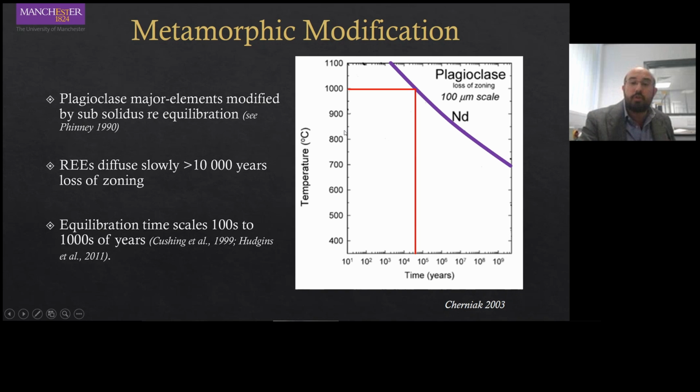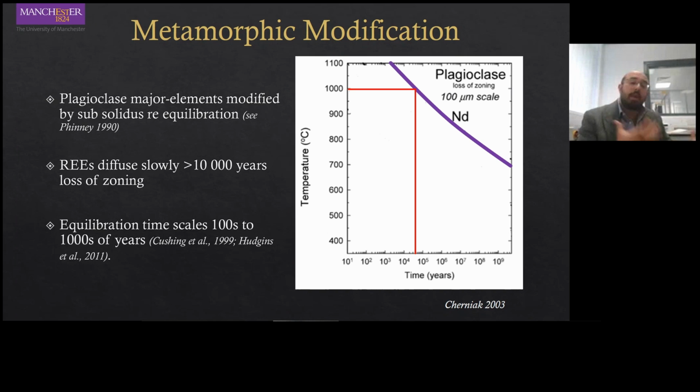And so this is really a graph to illustrate this point: if you had, say, 100 micron scale plagioclase at the temperatures we're interested in for this type of metamorphism, it would take tens of thousands of years for neodymium to completely re-equilibrate within a plagioclase grain. And this is much longer than the timescales of metamorphism, or the equilibration timescales, that we think the granulites have undergone. Most of the published estimates for how long these rocks have been held at temperature range from hundreds to thousands of years.